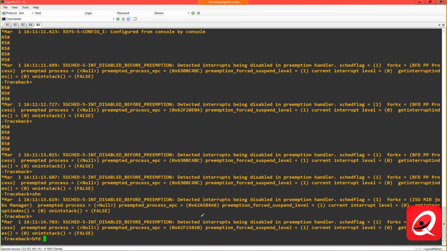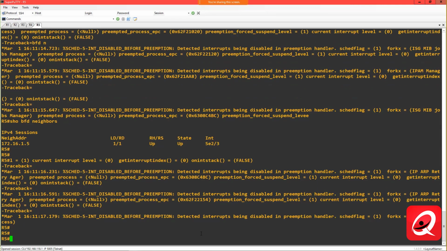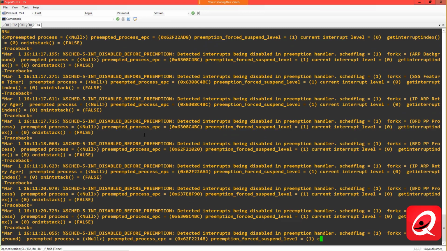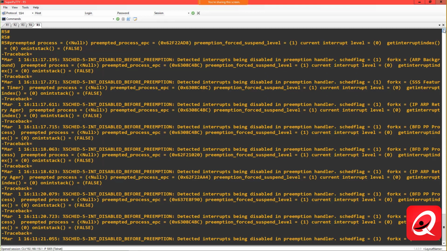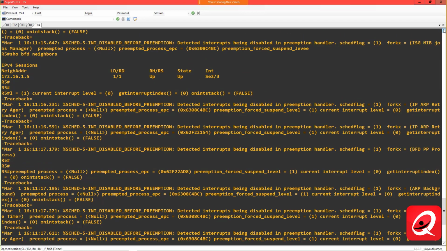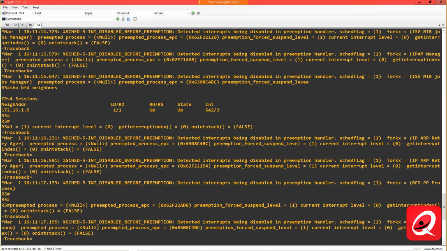Show BFD neighbor. So the protocol is definitely running. Let me do, yeah, see, it's already crashed again. So it's crashing the router here, unfortunately. I'm curious why it didn't crash on the other routers, but it did crash on this router.